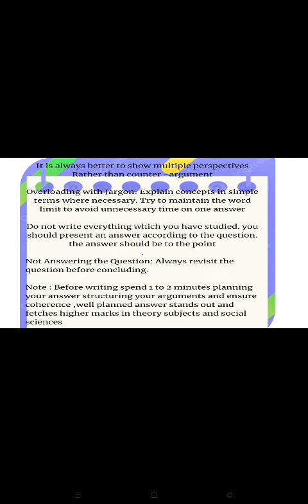Before starting your answer writing, you need to spend 1 to 2 minutes planning your answer structure, your argument, and ensure coherence. A well planned answer stands out and fetches higher marks in theory subjects and social sciences. So this is the strategy for presenting an answer. If you follow these steps, I'm sure you will fetch good marks in your exam.